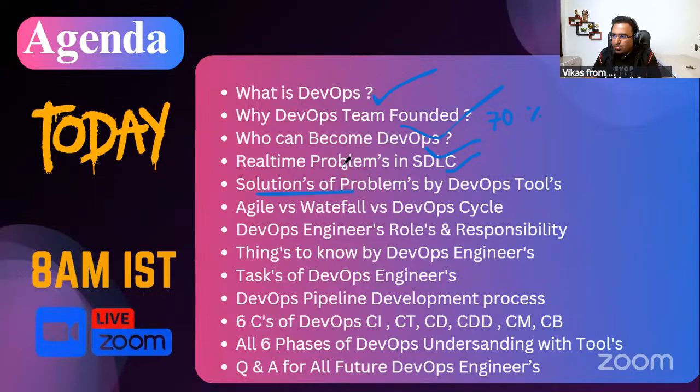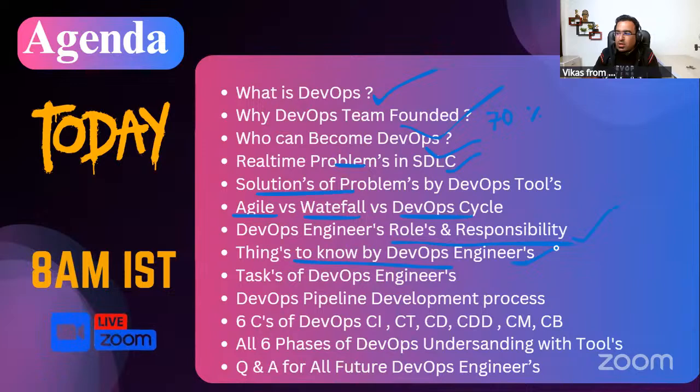Some problems and some solutions we will discuss. We will discuss agile, waterfall, and the DevOps cycle also in today's session. We will discuss the roles and responsibilities of the DevOps engineer, and then we will get to know what all things a DevOps engineer has to be aware of, meaning which areas the DevOps engineer will get connected with and explore. This will also be covered in today's session.